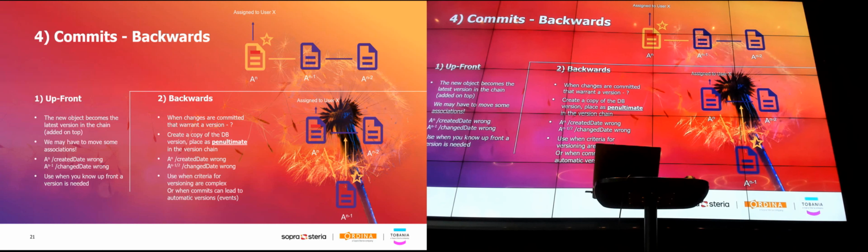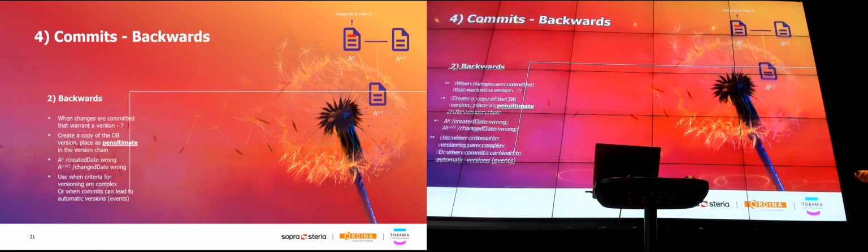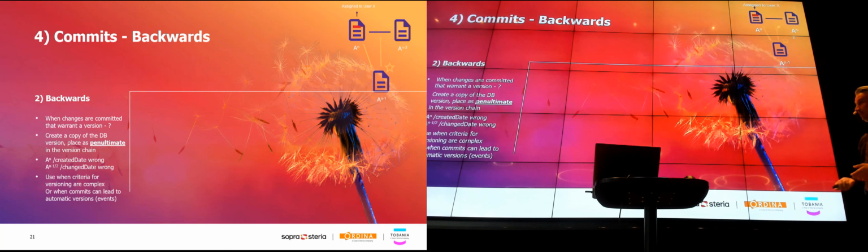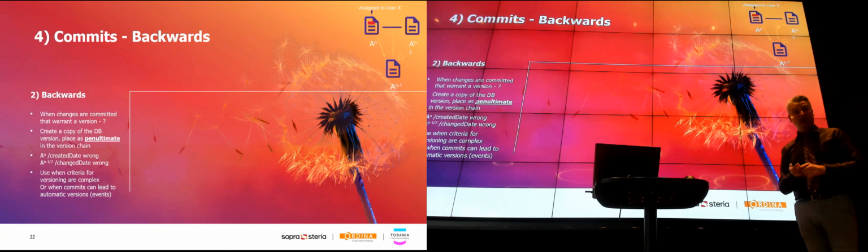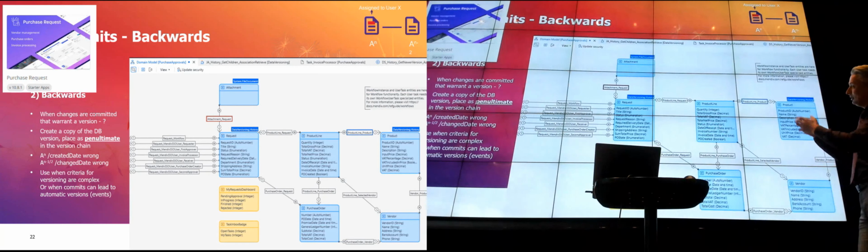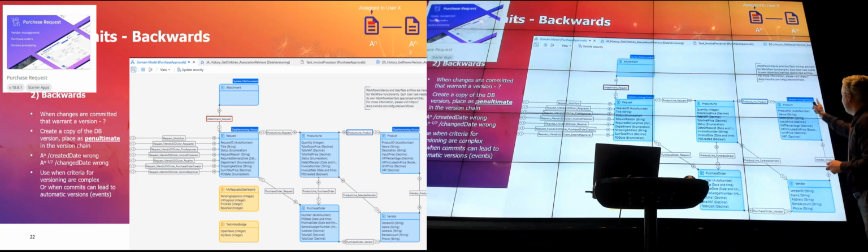Okay, let's go to backwards version then. So here we're doing all of that complicated logic in a before commit event. And it'll be a long flow. And basically, let's look at this example. So I'm using purchase request, which is a starter template from the Mendix marketplace. And in purchase request, I've decided that product should now become versionable. So I've made that a specialization of history.